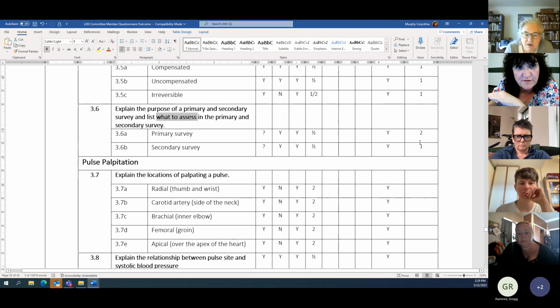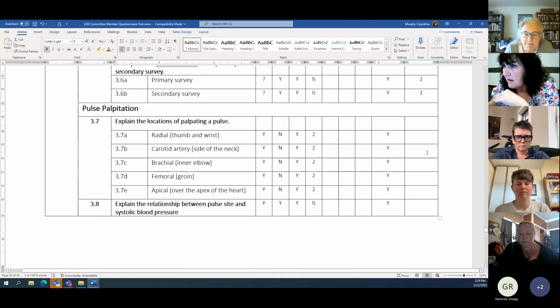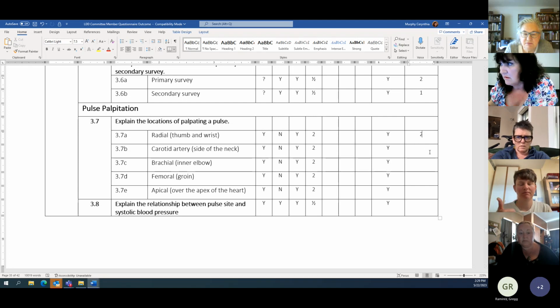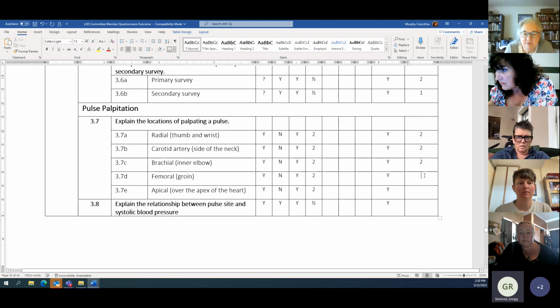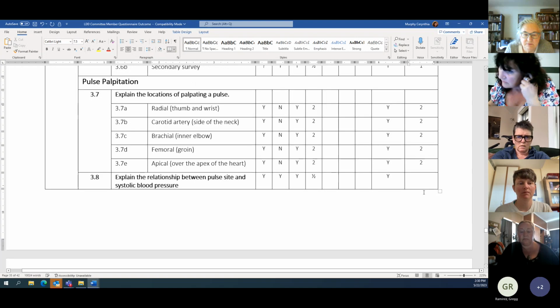So is everybody good with this level right here, the 2 and 1? Yes. Yeah, sure. Okay, explain the locations of palpating a pulse. Those make great 2 questions. I think so. Good. Okay. Explain the relationship between pulse height and systolic blood pressure.